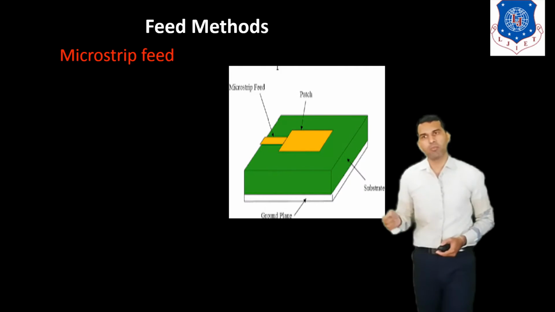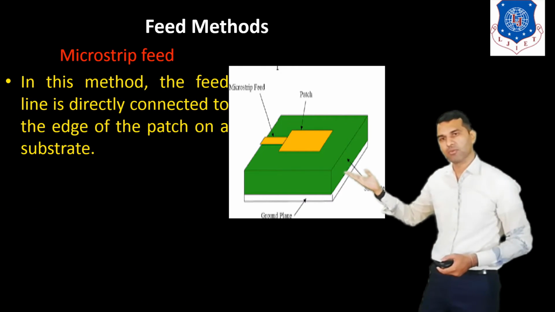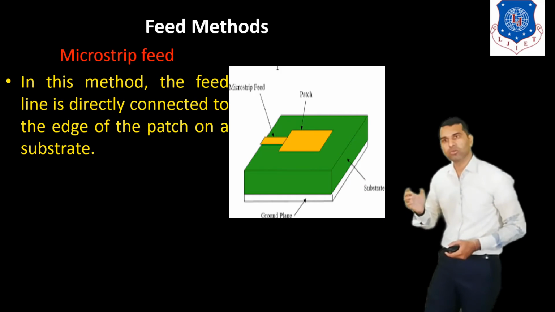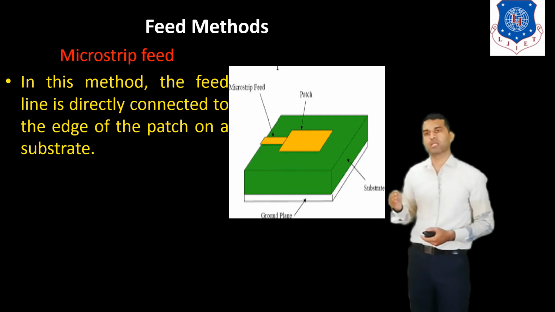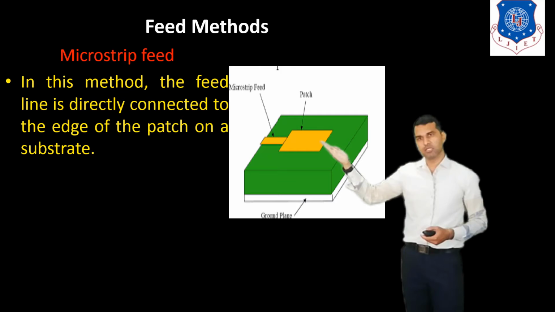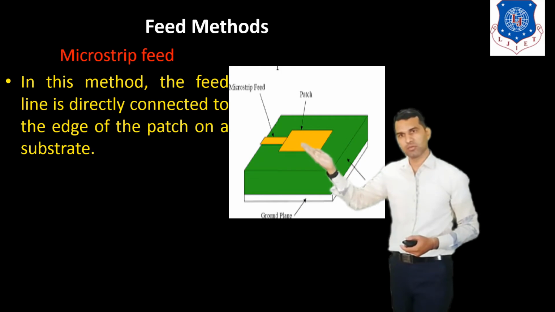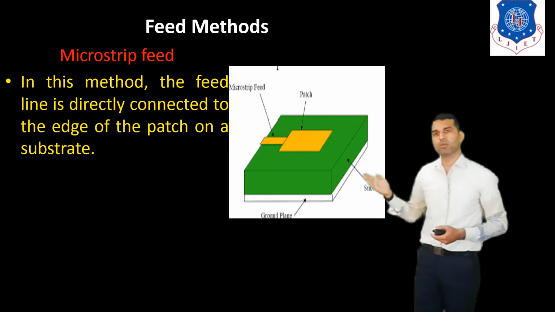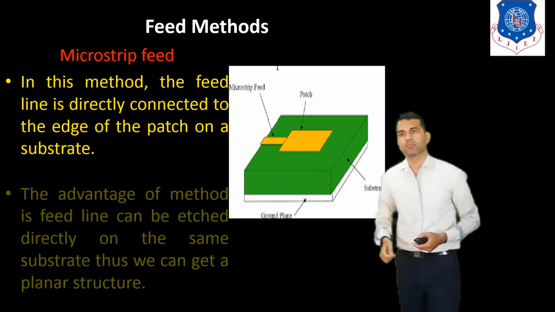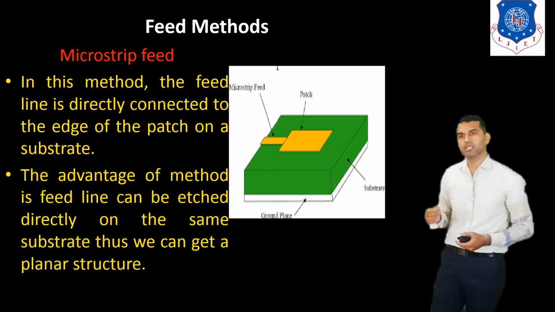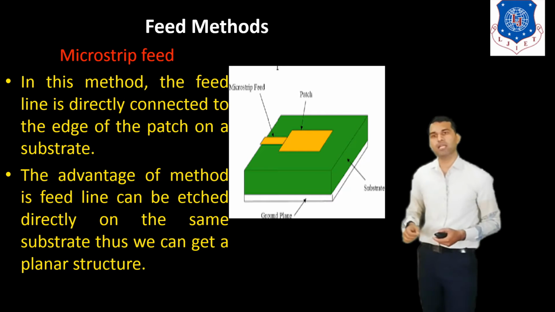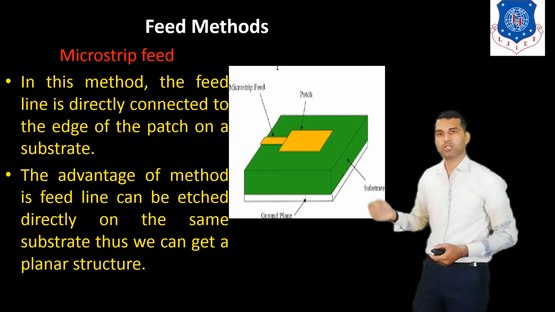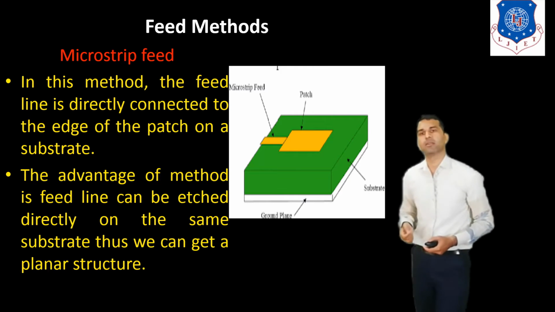First we discuss the microstrip feed method. This is the figure for this method. In this method, the feed line is directly connected to the edge of the patch on a substrate. Here we can see this is the patch, and we have given the input, that means the feeding, using the microstrip line. The advantage of this method is that the feed line can be attached directly on the same substrate, so we get a planar structure. This is the main advantage of this feeding method.